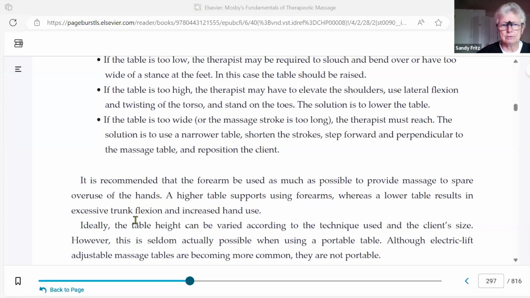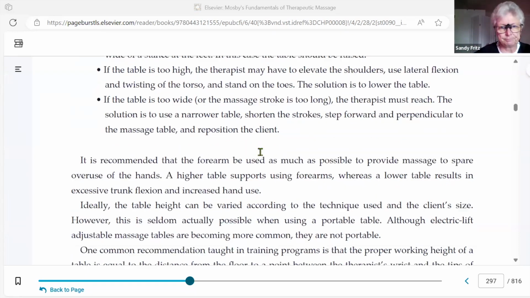Forearm first. Use your forearm as much as possible, and that is helped by a table that is positioned around your hip height. Now it's going to depend on how thick the client is and all of that, but once you start with the guideline that fits most everybody, then you can adjust individually.